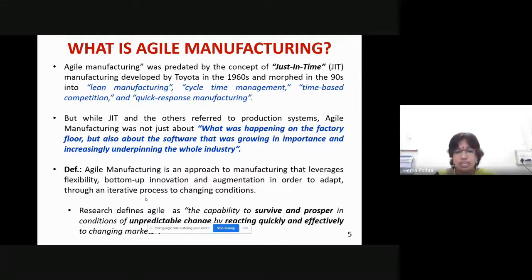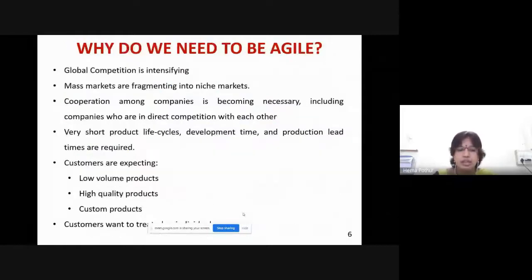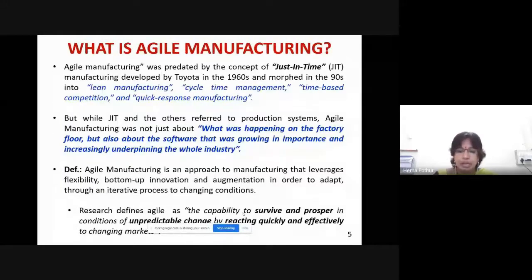As the market changes, you should continuously change yourselves to that arena. That is the industry-oriented definition, whereas the research definition of agile is different: the capability to survive and prosper in conditions of unpredictable change by reacting quickly and effectively to changing markets. Because one thing is very sure: whatever product we have today becomes an older version or older variant immediately after the next day of the launch of this particular product.